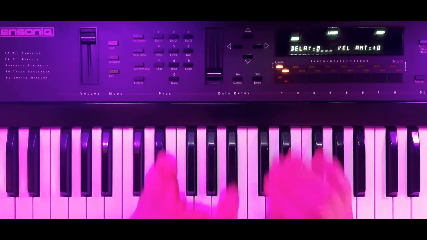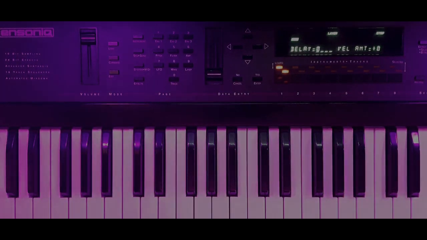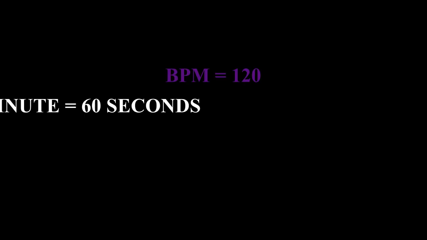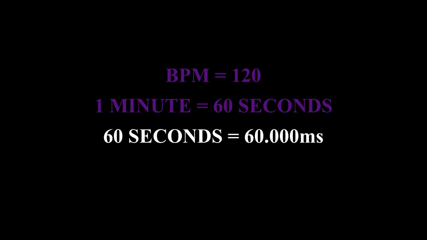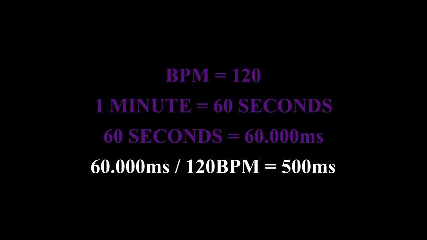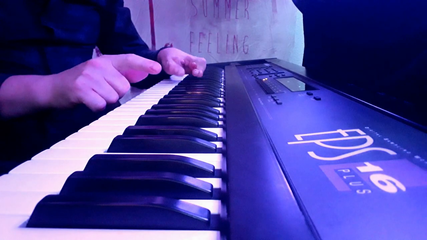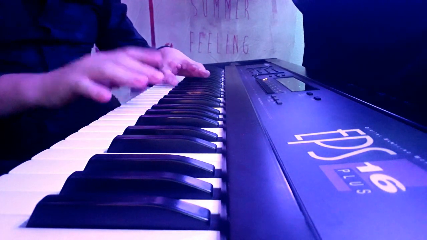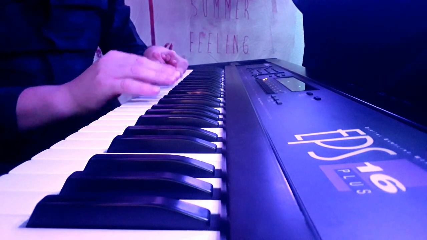Let's say we're working on 120 beats per minute for this example and do a calculation with that. So the BPM is 120, 1 minute is 60 seconds. 60 seconds is 60,000 milliseconds. Now if we divide 60,000 by a BPM of 120, we get a value of 500 milliseconds. This means that at 120 beats per minute, 1 beat or a quarter note is 500 milliseconds in length.